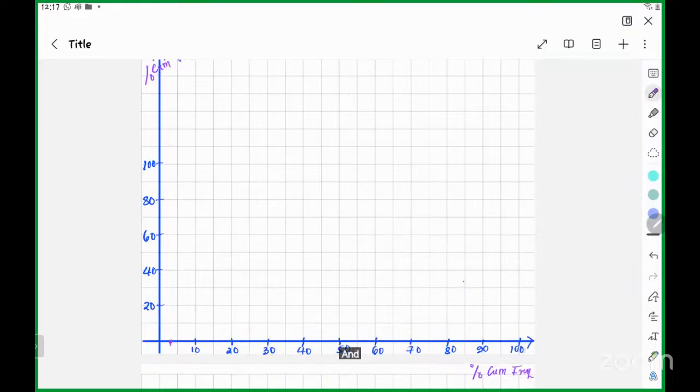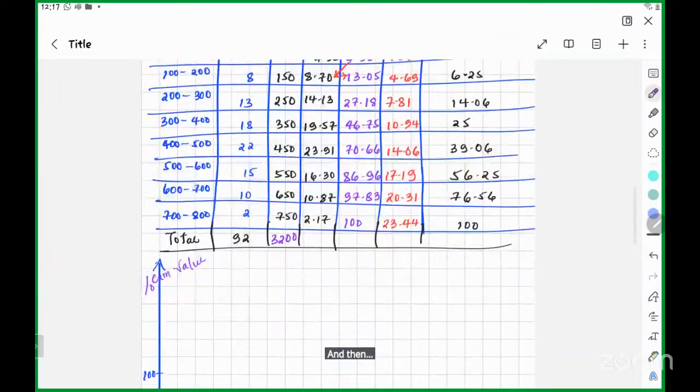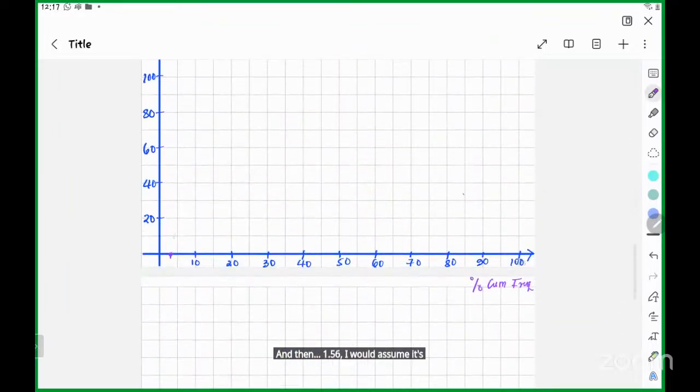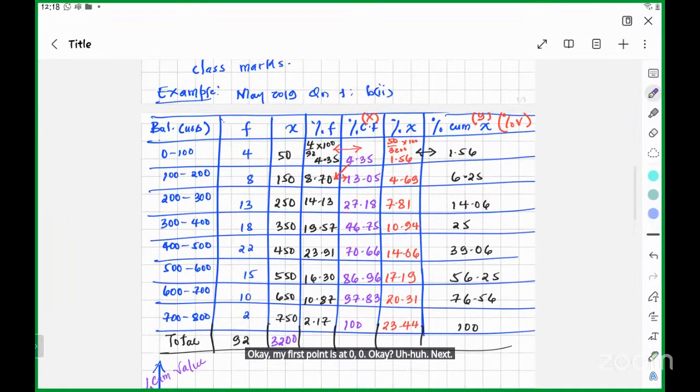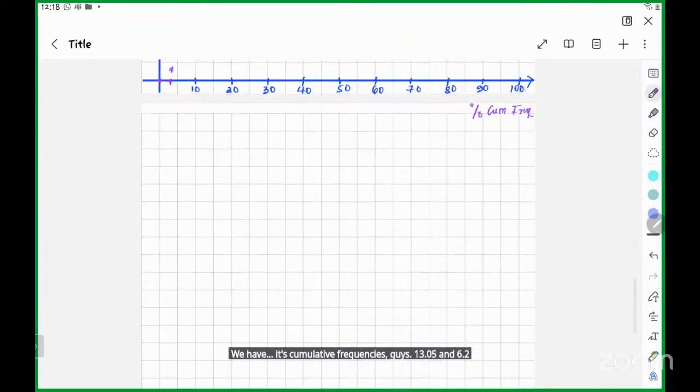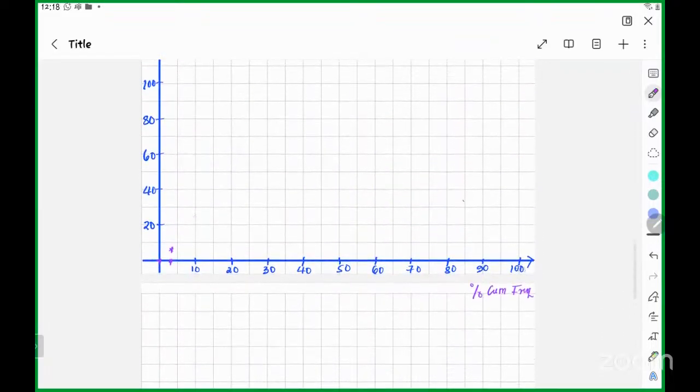And then 1.56, I would assume it's here. My first point is at 0, 0. Next, we have, it's cumulative frequencies, guys, 13.05 and 6.25. 13.05, so 13 here. And then this is 10 for me.